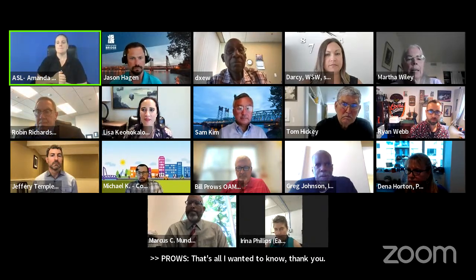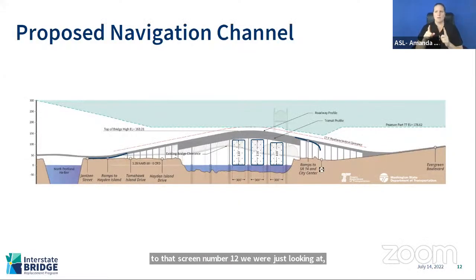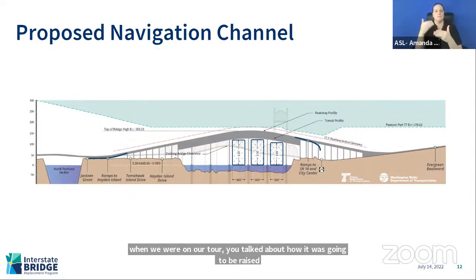Martha. Yeah, going back to that screen, the screen number 12 we were just looking at, and this isn't about the height exactly, except that when we were on our tour, you talked about how it was going to be raised above where it is now, but it will be level and join into the existing freeway at Evergreen Boulevard. And this diagram doesn't show.